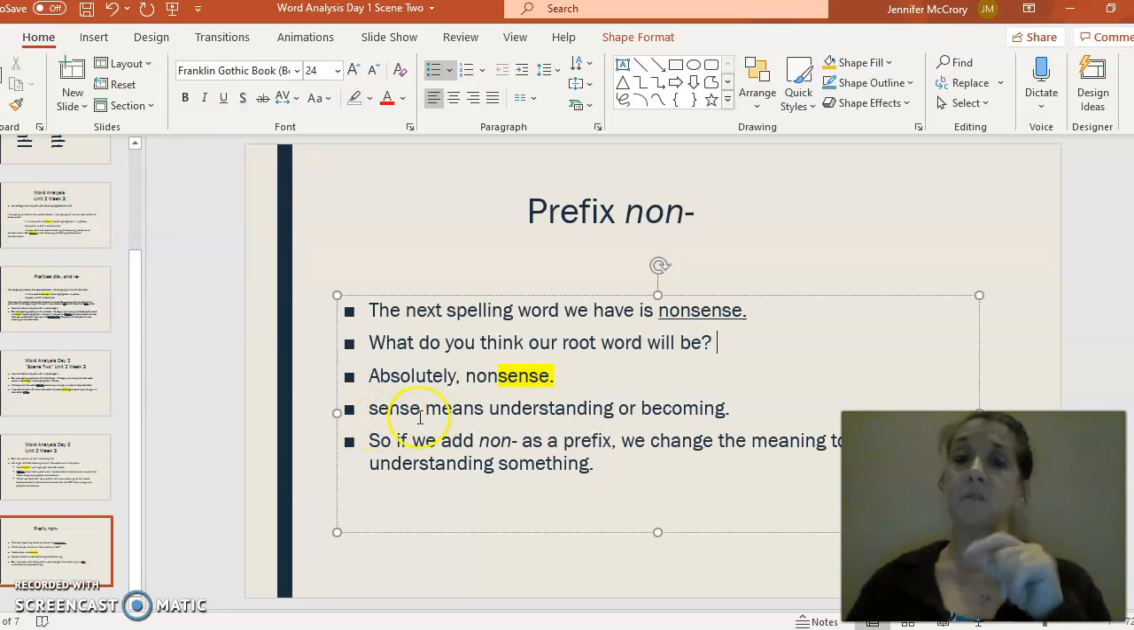And sense means an understanding of or becoming. Now, we also know that sense has to do with many of our senses, eyes, ears, taste, touch, but it has to do with an overall meaning of our understanding. So if we add non or not in front of this as our prefix, then we change the meaning to not understanding something. So if it's nonsense, then it's not understood.